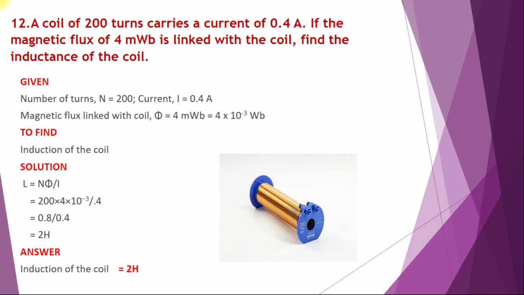So the self-inductance of the coil is given by the formula N phi divided by I. So substituting the values of N, phi and I from the given data, we get the answer as 200 into 4 into 10 power minus 3 divided by 0.4, which is equal to 0.8 divided by 0.4, which is nothing but 2 Henry. So L is equal to 2 Henry. So the answer is inductance of the coil is equal to 2 Henry.